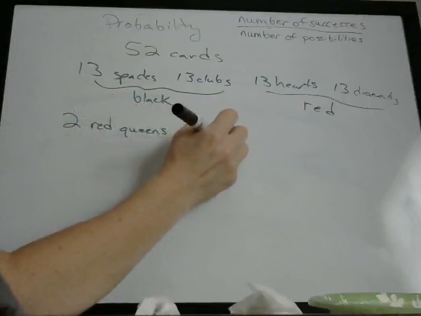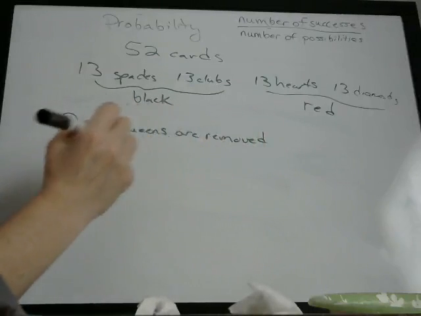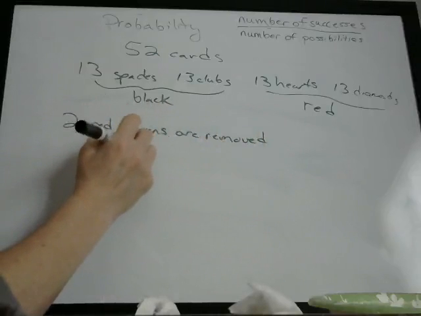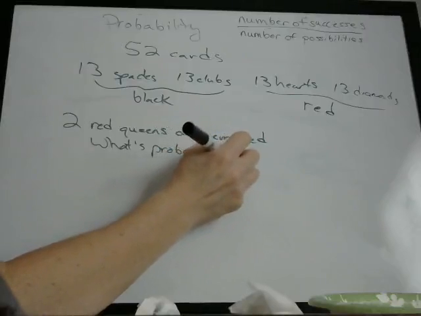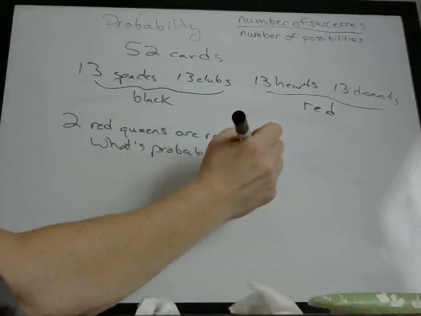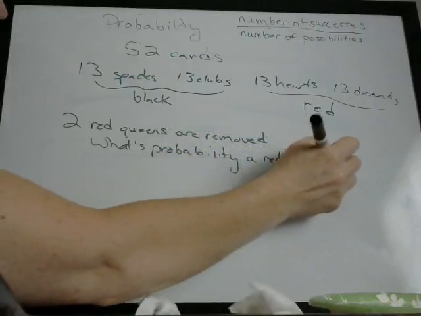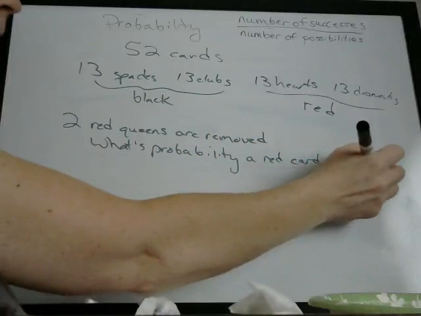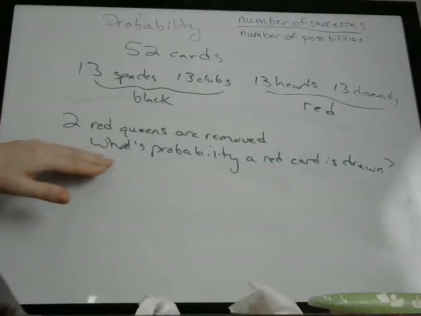So you might just get a question that says, we'll say 2 red queens are removed from the deck of cards. What's the probability a red card is drawn? So this may kind of seem complicated at first, but it's really not. So 2 red queens are removed. What's the probability a red card is drawn?